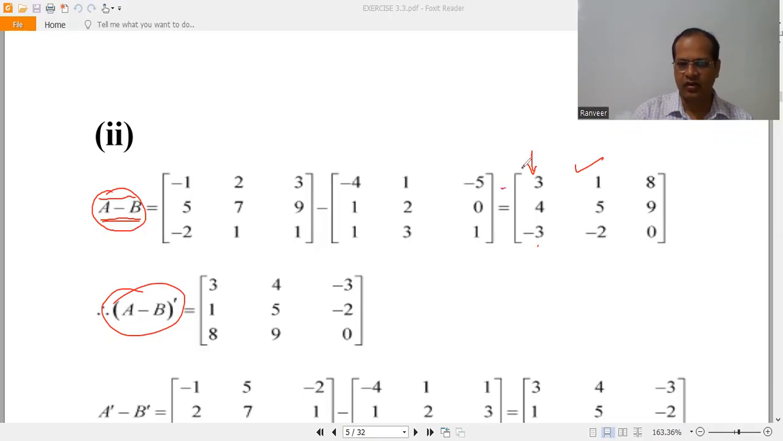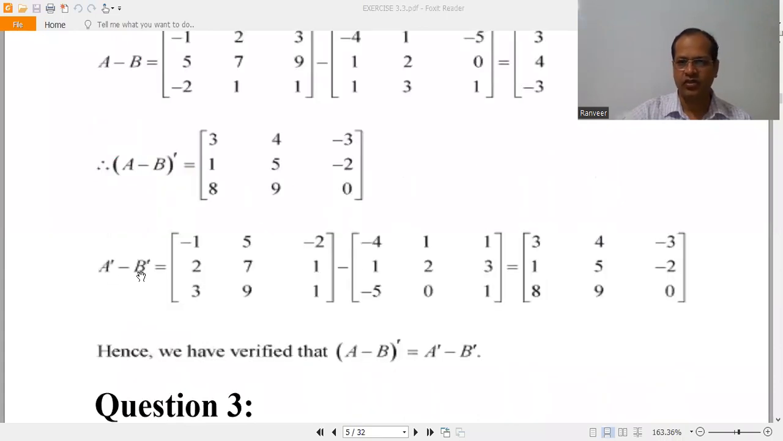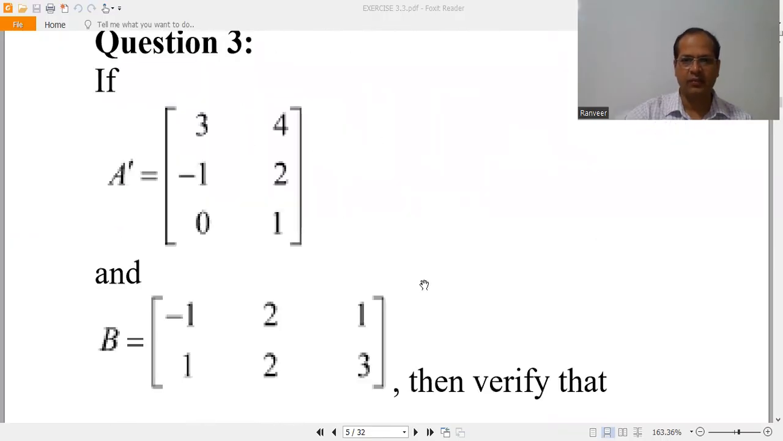This is the value in the first column. Now this is the first row. So we just have to interchange. Then this is the final result of (A minus B) transpose. After that, A transpose minus B transpose, this we just have to do. So similar types of questions you can just do and verify.